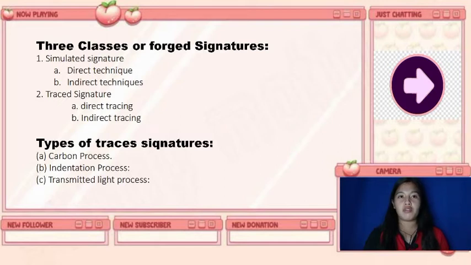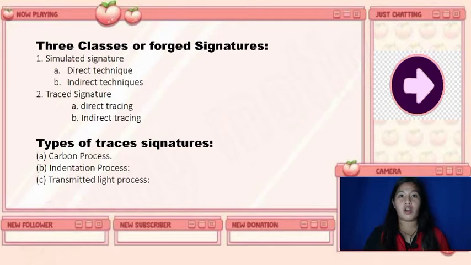Next type of forged signature is the trace signature. A trace signature is a tracing of a genuine signature outline. It also has types. The first is direct tracing: a copy is made using transmitted light. The second is indirect tracing.